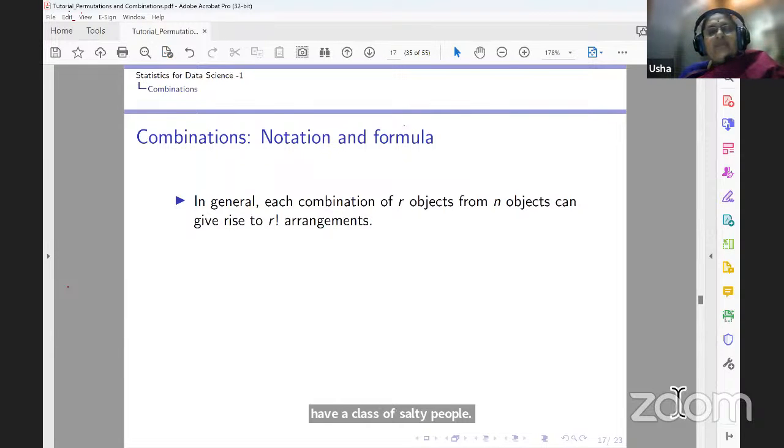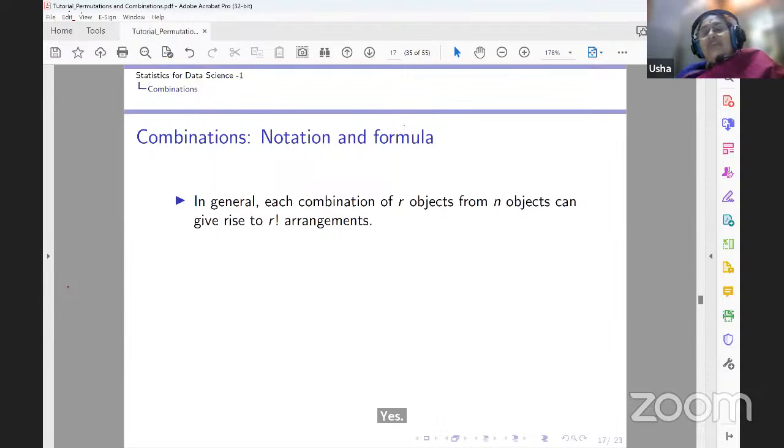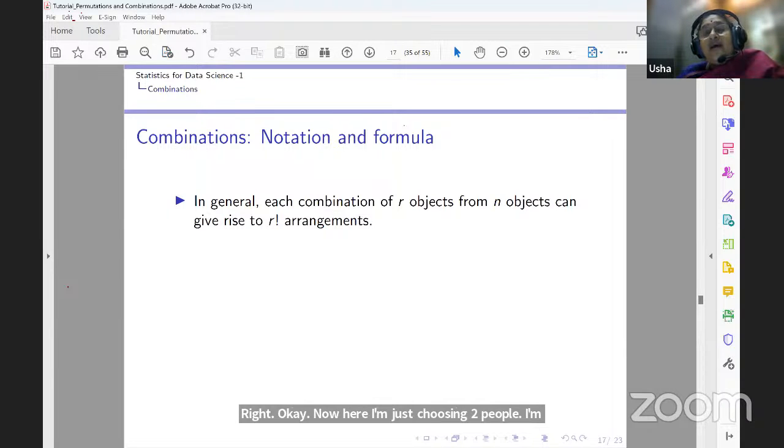And in these 40 people, one second. Are you able to see my screen? Yes, ma'am. I have a class of 40 people, and from these 40 people, I want to choose 2 people. Right? Now here, I'm just choosing 2 people. I'm not bothered about the arrangement. I'm just taking 2 people from 40 people.